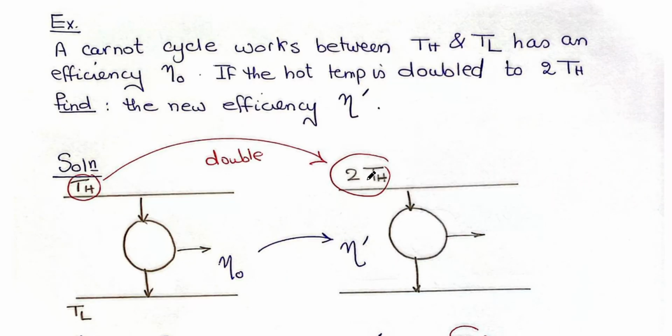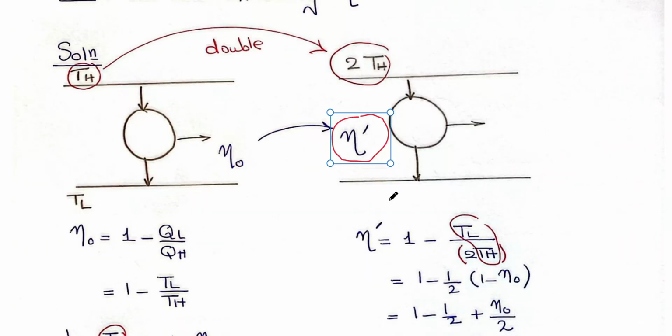Another example, it's a Carnot cycle working between TH and TL, and its efficiency is eta naught. If the hot reservoir temperature is doubled to 2TH, so we will double the hot temperature, we want to calculate the new efficiency of the engine.